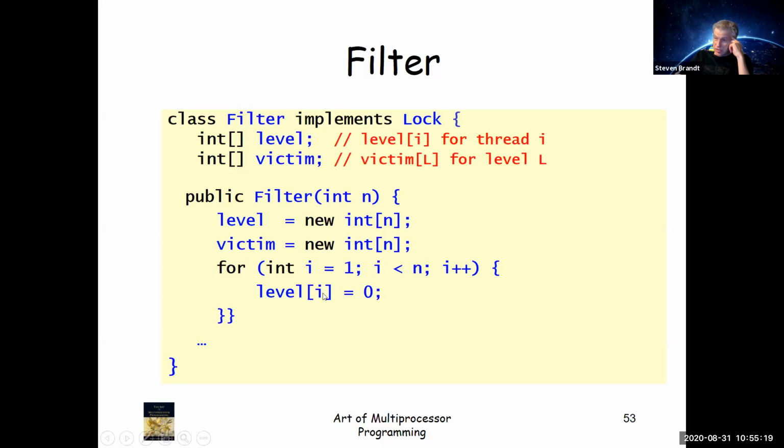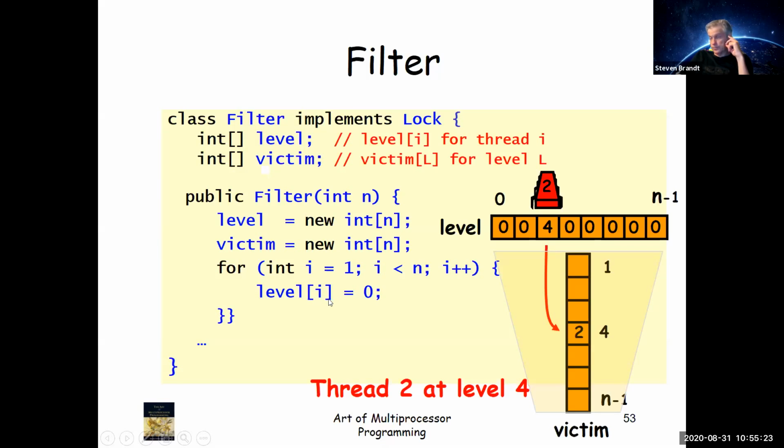And then we're going to set our levels to 0 initially. Eventually, we're going to have the threads make progress. So if I put a 4 in the level array at position 2, that means thread 2 is at level 4 of the lock.